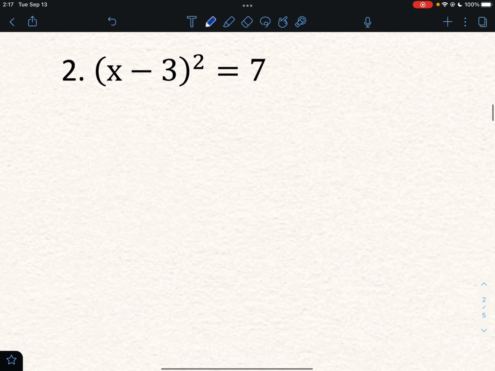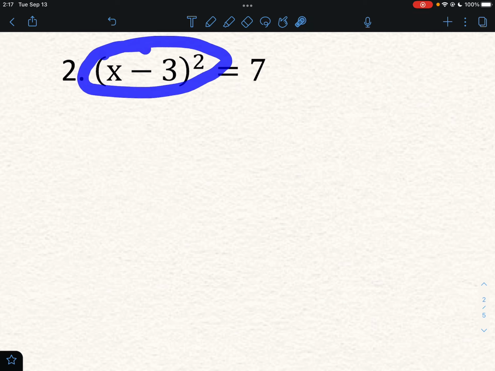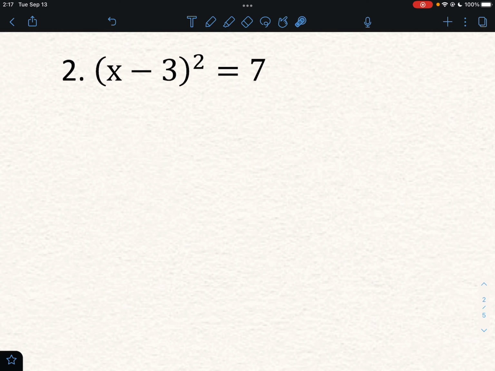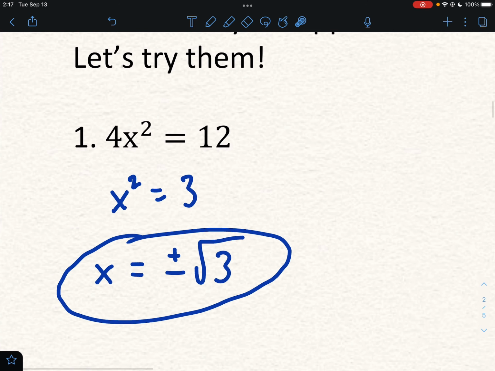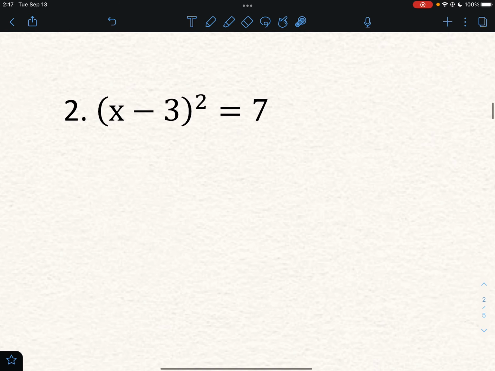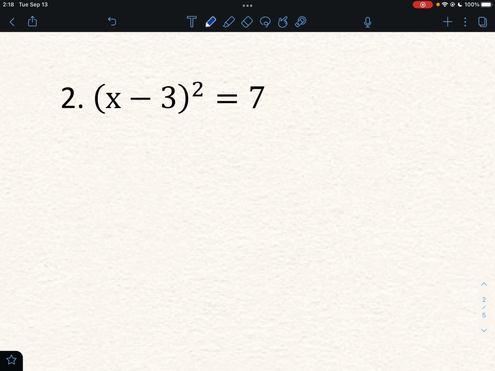Number 2. The squared is already by itself, so we don't need to do any preliminary work here. Unlike in number 1, the squared was not by itself, so we had to divide by 4 first. The squared is by itself here, so we can simply take the square root right away, and we get x minus 3 equals plus or minus root 7. Then the only thing we have to do to get the 3 by itself would be to add 3 over.